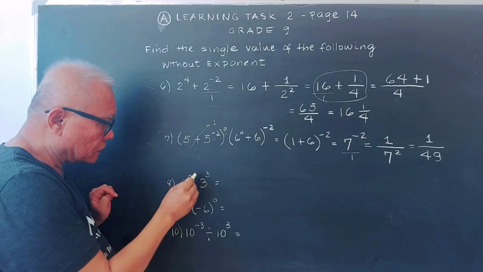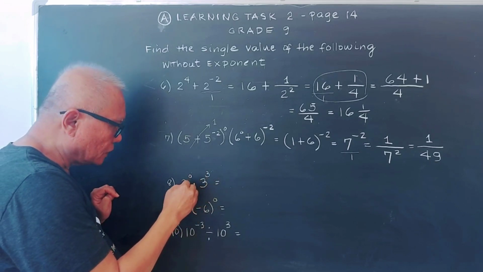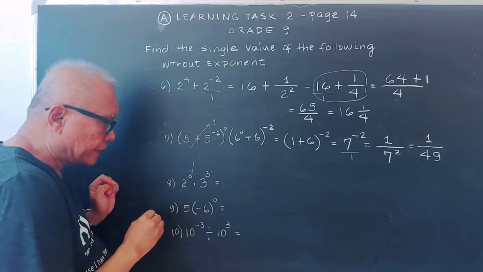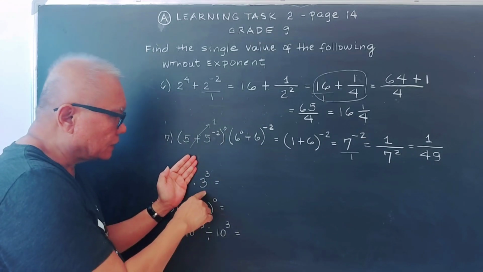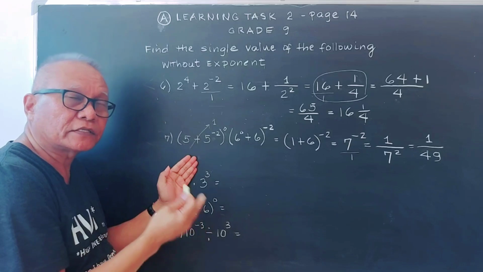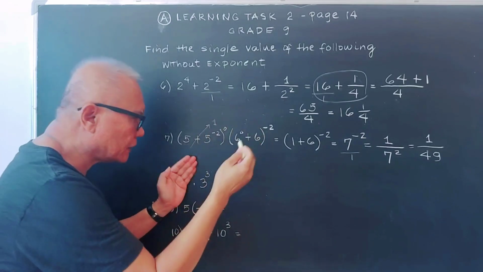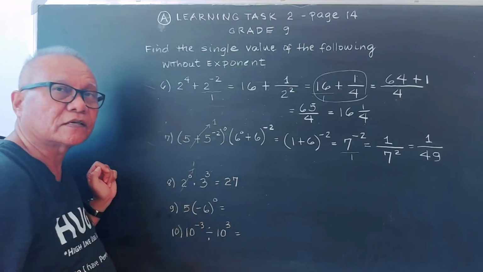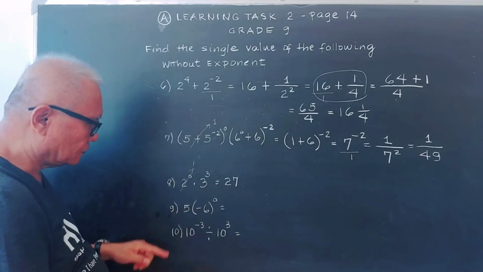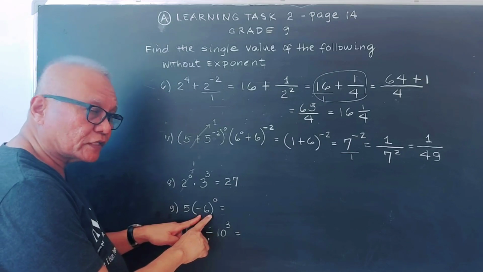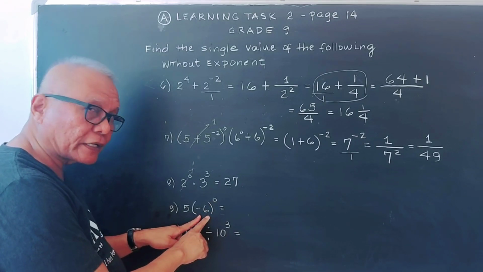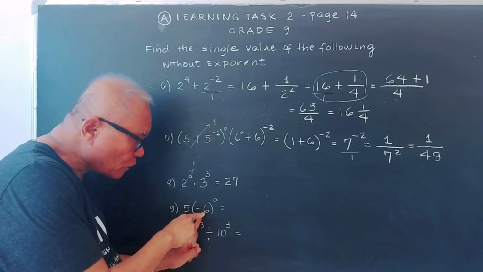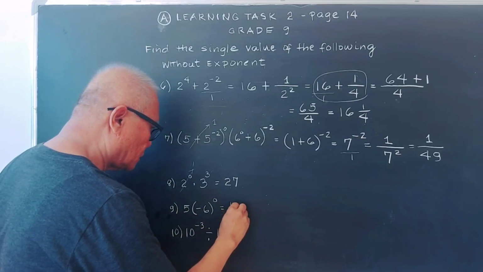2, 0 times 3 cubed. So, 2 to the 0 ay 1. So, wala na siya. 3 cubed is 3 times 3 is 9 times 3. So, ito ay 27. Ito, negative 6 raised to the 0. So, ano mangyayari dito? 1. So, 5 times 1. So, this one is 5.